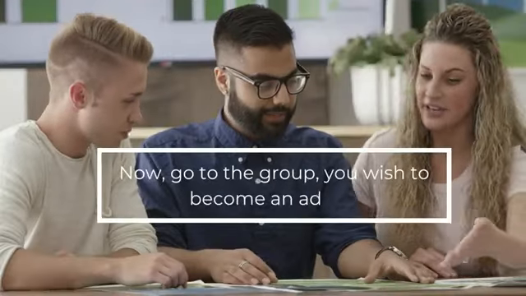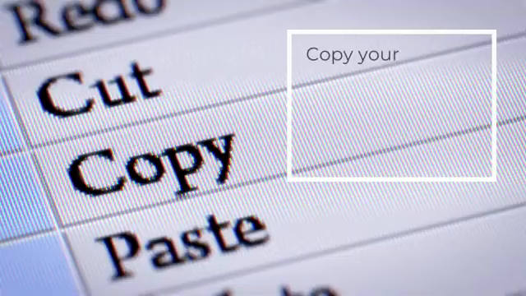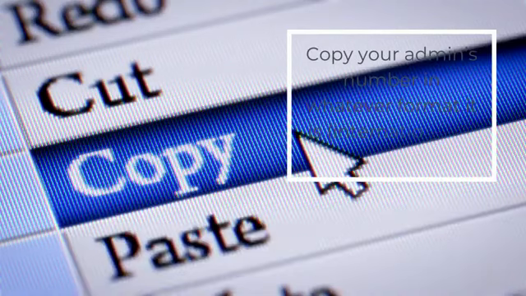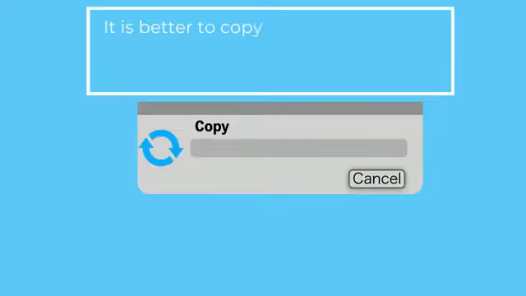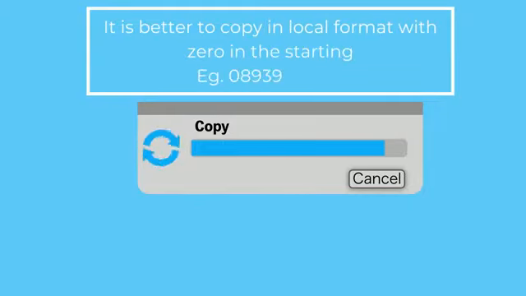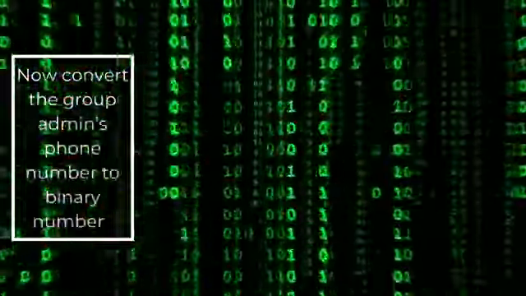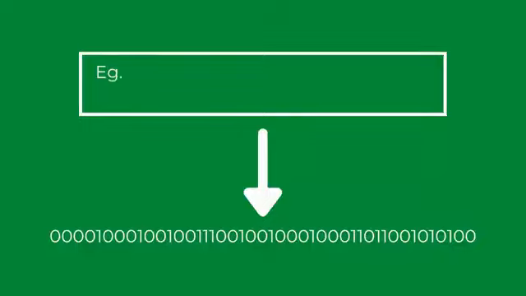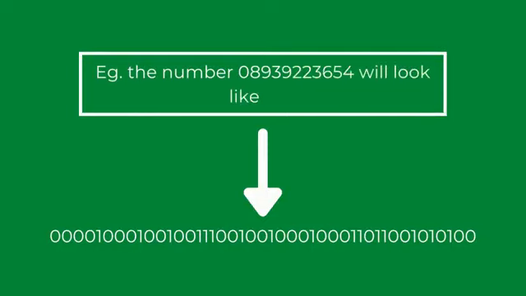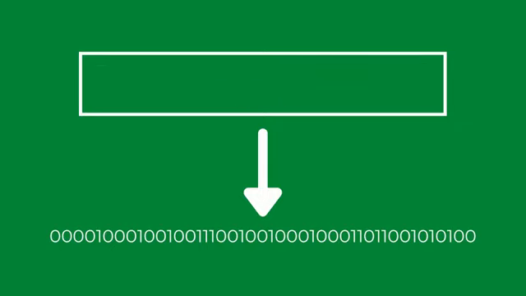Now, go to the group you wish to become an admin. Copy your admin's number in whatever format it is, international or local. It is better to copy in local format with 0 in the starting, for example 089392233654. Now convert the group admin's phone number to binary numbers. For example, the number 089392233654 will look like the numbers on this image. You can do this on your phone's keypad.